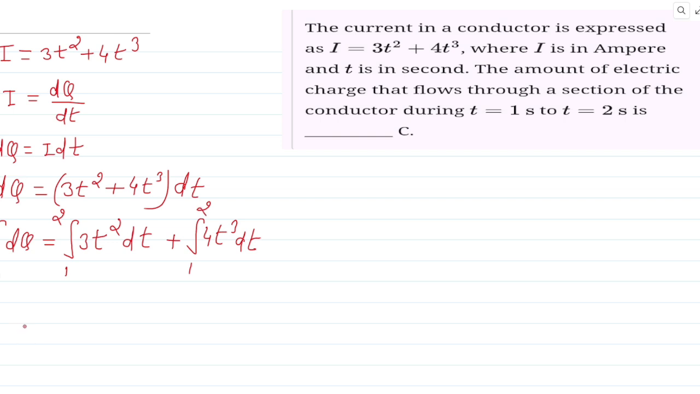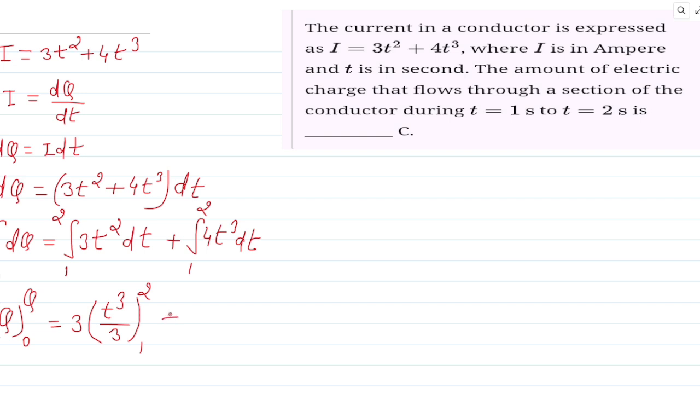And what is the integration of dq? So integration of dq is q, and here the limit is 0 to q. Here 3 is a constant term, and the integration of t square is t cube by 3. So this will be t cube by 3, and the limit is 1 to 2.